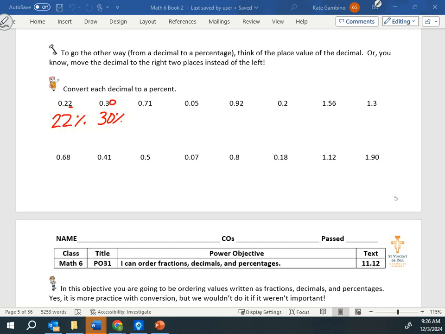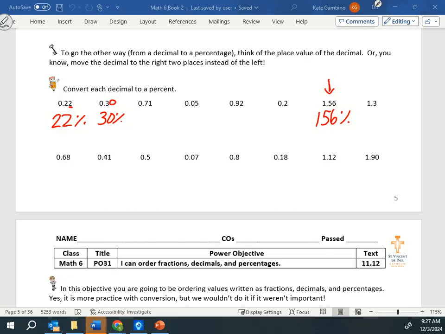Let's look at this one. 1.56, or 156 hundredths. What percent would that be? Jack? 156, we're turning it into percents. So you're right, we could say 156 hundredths, and then to turn it into the percent, you have to have that percent sign, so I know it's a percentage. Percent sign always comes at the end.